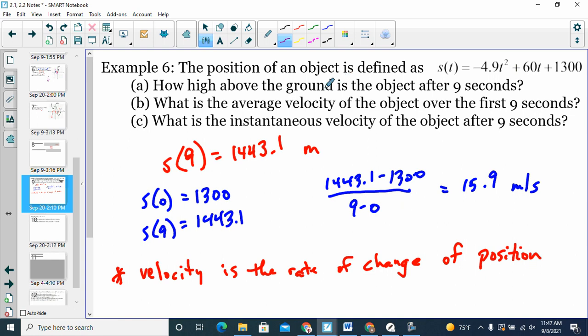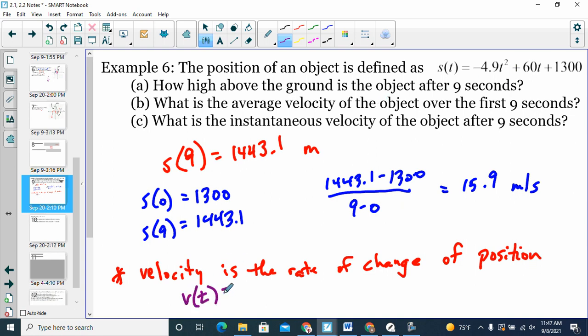Part C asks, what is the instantaneous velocity after 9 seconds? So in part B, we're being asked, on average, how fast is it moving during those first 9 seconds? In part C, I want to know, at 9 seconds, how fast is it moving? Well, because I only have 1 point in time, I can't get 2 points and find the slope. So instead, we're going to use the derivative. We're going to take the derivative of that function.